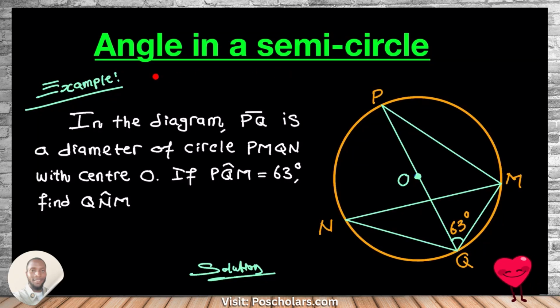The angle in a semicircle theorem is a guaranteed mark on your WAEC exam, your NECO exam, your JAMB exam, and any other college exam. My question is, do you know how to identify the theorem in any circle geometry problem?